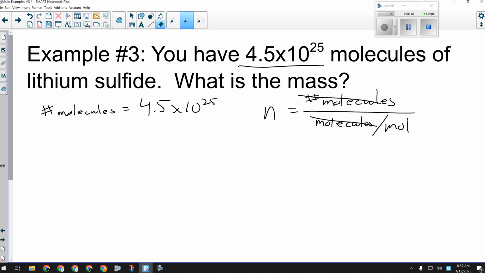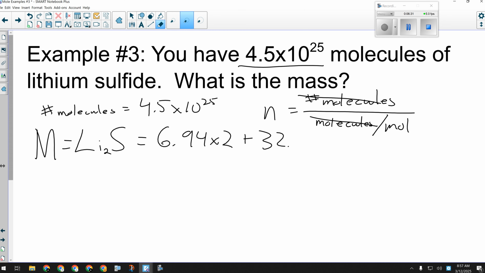All right, and it is lithium sulfide. So big M, okay, lithium with sulfur, that's a -2, that's a +1, Li2S. Okay, so that's going to be 6.94, that's lithium, times 2, plus 32.07, that's the sulfur.